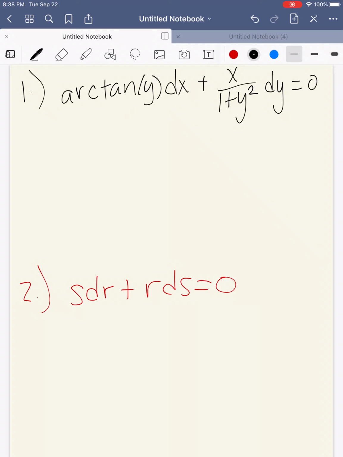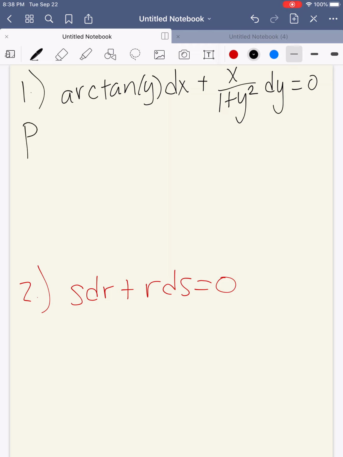Hello, so I'm making this video in regards to the do now that was on Thursday, September 17th. And this problem here is to determine if these two equations are exact. So our first step here is to identify our P and our Q equations.